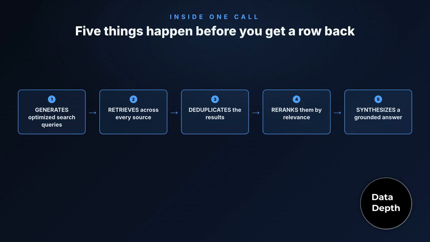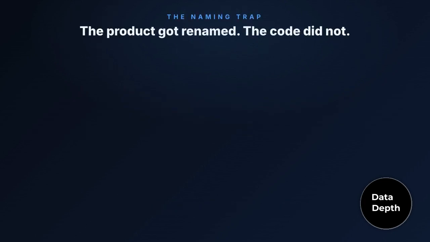It re-ranks by relevance. And then it synthesizes a grounded answer over whatever survived. You used to write all 5 of those yourself. The 5th one stays optional. Set generate answer to false and you get documents only. Now the trap that will cost you 20 minutes.